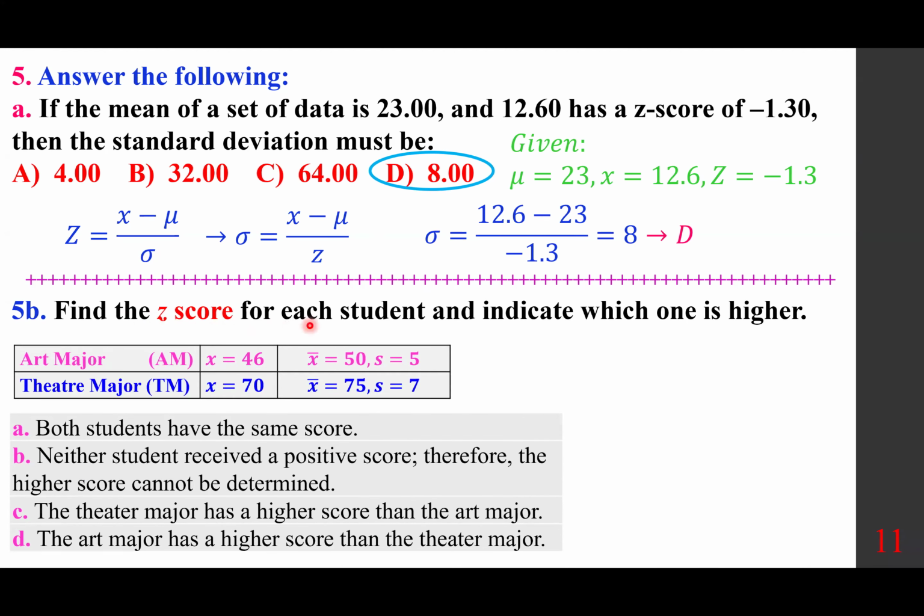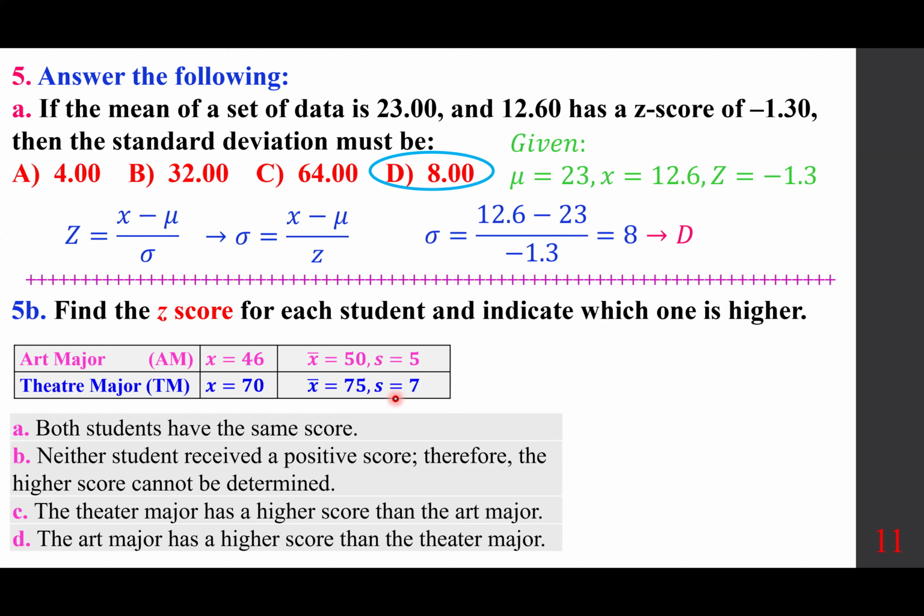Part B, find the z-score for each student and indicate which one is higher. Art measure, AM for short, theater measure, TM for short. The value that the student has received is 46, for theater measure is 70. However, for the art measure, X bar, the mean is 50, the standard deviation is 5. For the TM or theater measure is different. X bar is 75, the mean, and S standard deviation is 7.